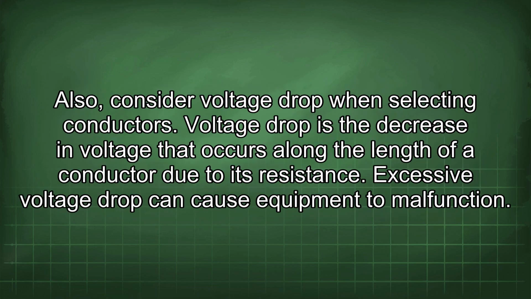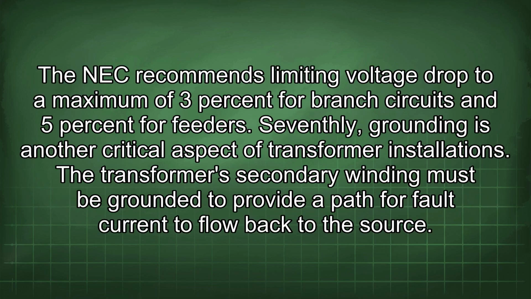Also, consider voltage drop when selecting conductors. Voltage drop is the decrease in voltage that occurs along the length of a conductor due to its resistance. Excessive voltage drop can cause equipment to malfunction. The NEC recommends limiting voltage drop to a maximum of 3% for branch circuits and 5% for feeders.